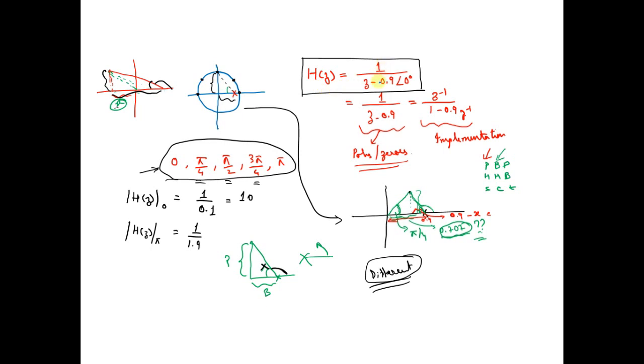Wherein it has been given that our H(z) is equal to 1 by z minus 0.9 angle 0 degree. So we have z minus this thing. This is a complex point, but since it is 0 degree, this is on the real axis. So our equation becomes 1 by z minus 0.9.